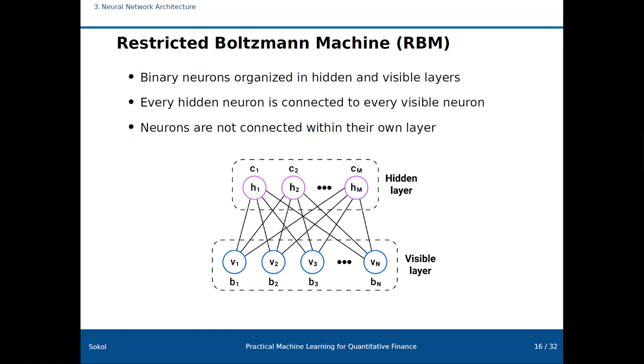Once the stimulus exceeds a certain threshold, which is called a bias, then they fire and become 1, and then the value of 1 is added to the bias at the next step.